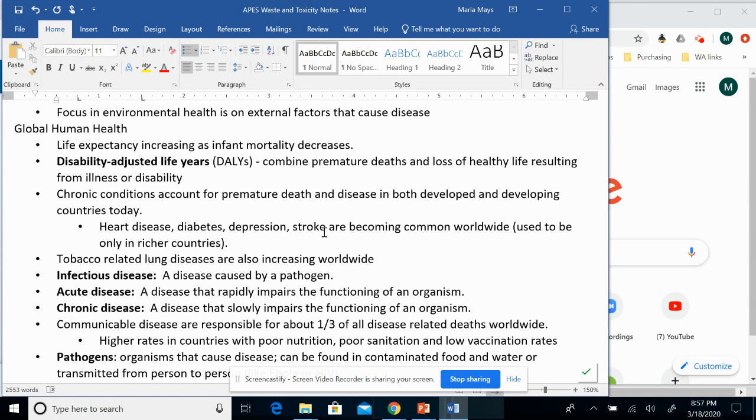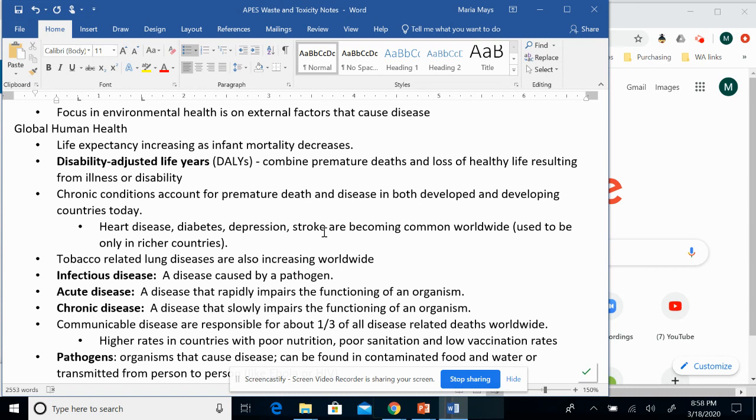And so this gives us an idea of whether there's a lot more parasites in one country than in another country, things like that. Because a lot of times this disability adjusted life year can reflect that. It can reflect that there's a significant decrease in countries that, for instance, have endemic malaria. Chronic conditions account for premature death and disease in both developed and developing countries, but we're going to see different patterns in the two. Heart disease, diabetes, depression, and stroke are becoming more common worldwide. Those used to be only in richer countries. We do still see higher rates of some of those in richer countries, but it's becoming worldwide. And then in developing countries, we tend to see more things like malaria and parasitic diseases.